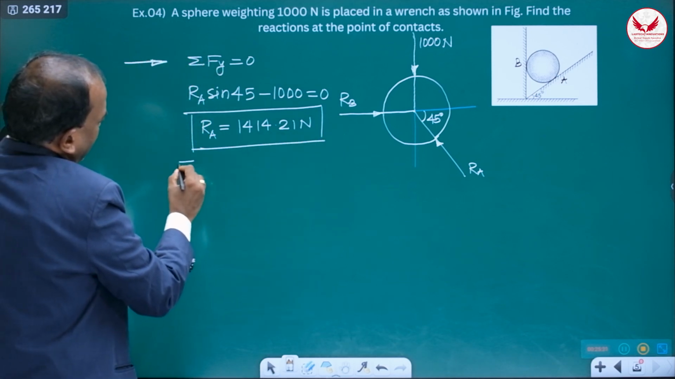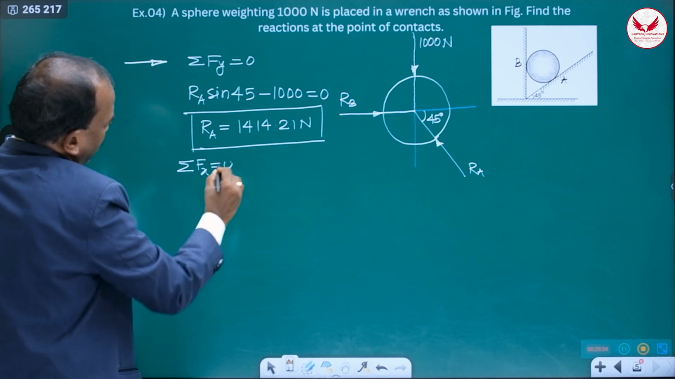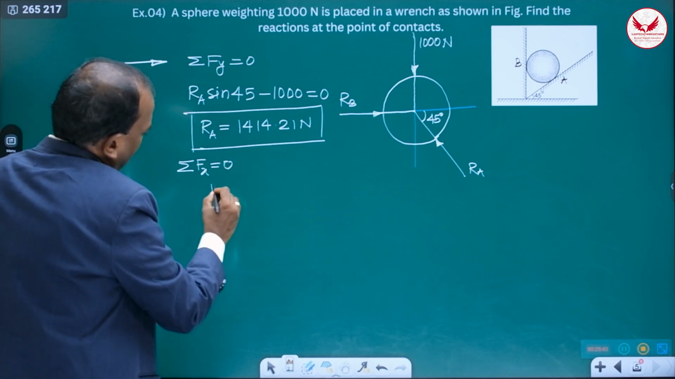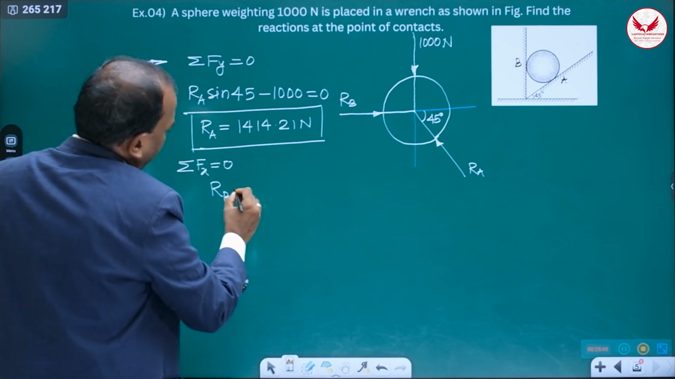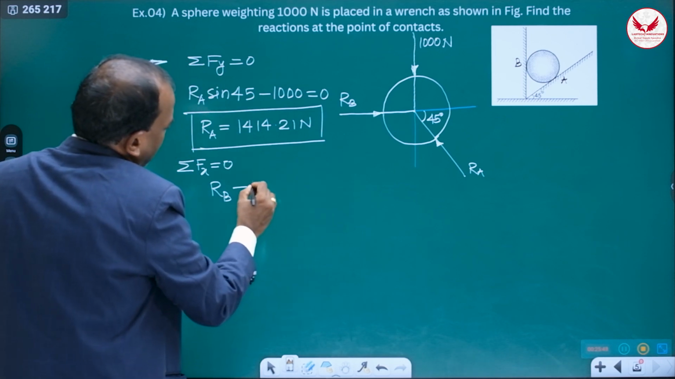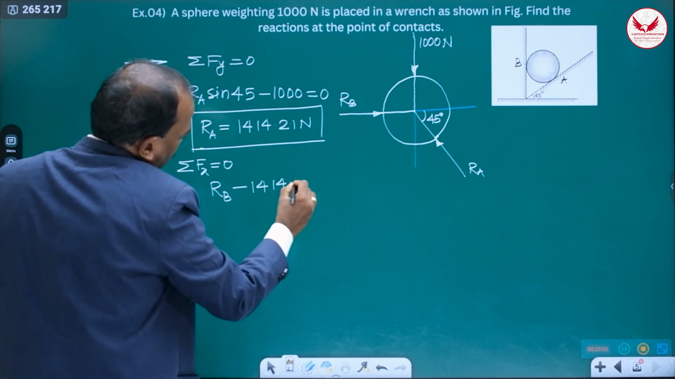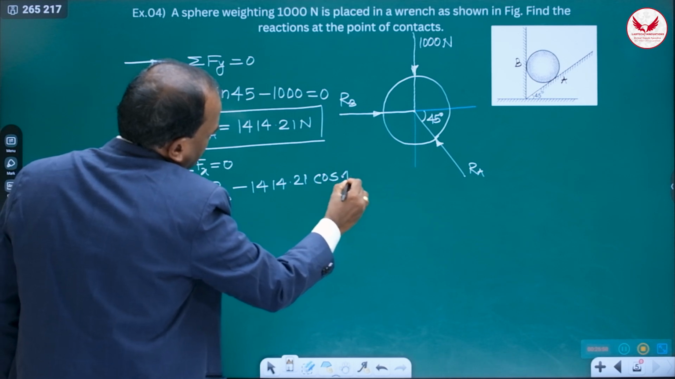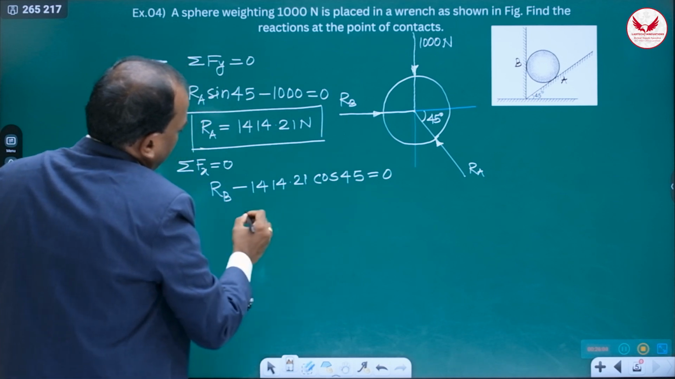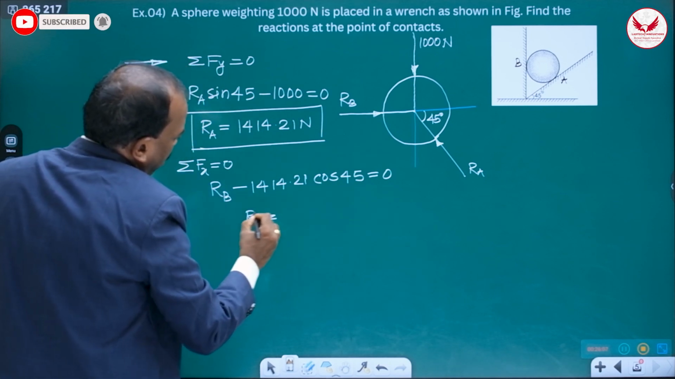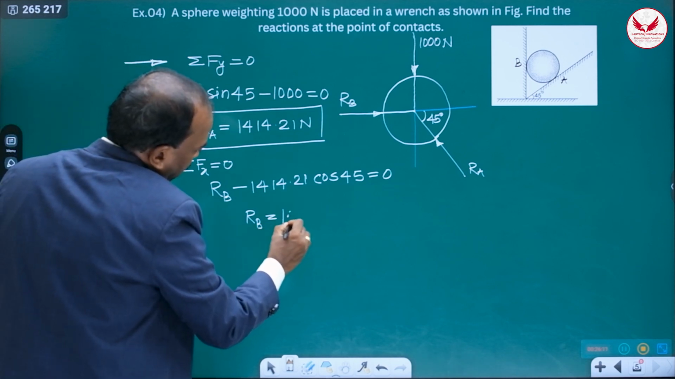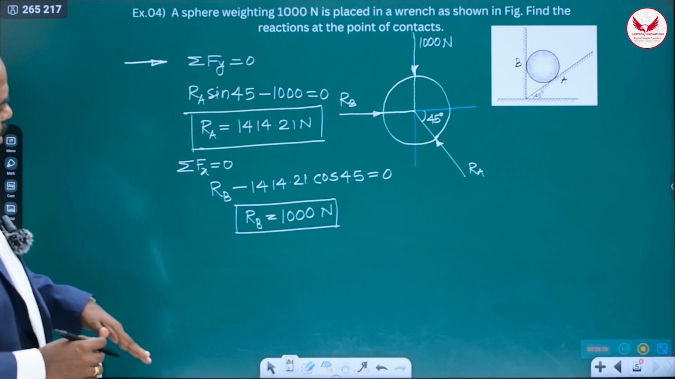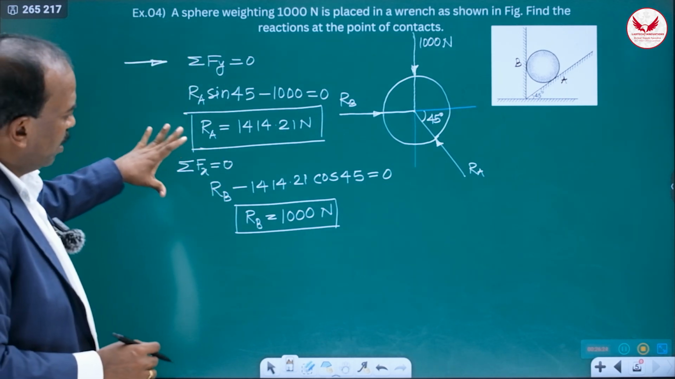Then use the other condition, summation Fx is equal to 0. These are the two equilibrium conditions for concurrent forces. For summation Fx equal to 0, what we'll get? RB, plus is towards right, minus is towards left, RA means 1414.21 cos 45, is equal to 0. Means RB is equal to 1414.21 cos 45, and that value will be 1000 Newton. Finish. So simply by using the equilibrium conditions, we can solve the problem and get the answer.